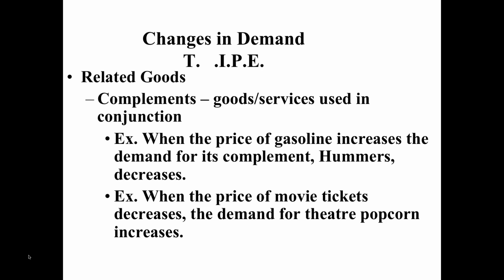What's happening here is we're looking at how the price of movie tickets affected the demand for popcorn. We're not looking at how the price of popcorn affected the demand for popcorn. Okay, so we're looking at how the price of something else affects the demand for something. Okay, so there is a distinction there. We're looking at the price of a separate good and how it affects the demand for another good.